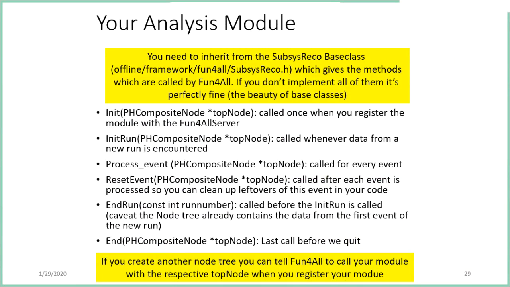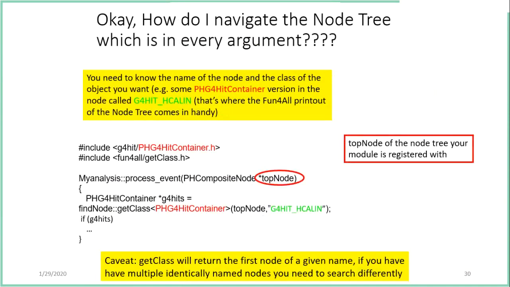You can, as I pointed out, have multiple node trees, and you can tell Fun4All to register your module with a given node tree. It doesn't have to be the default. You get the default node tree, but if you give it another node as a second argument, you basically use that node tree. So now, how do you actually navigate this?